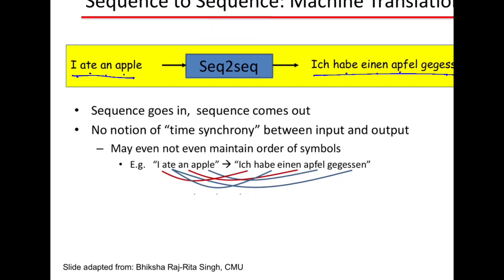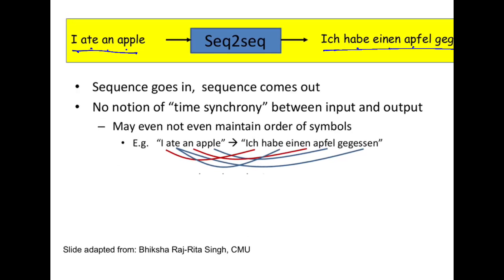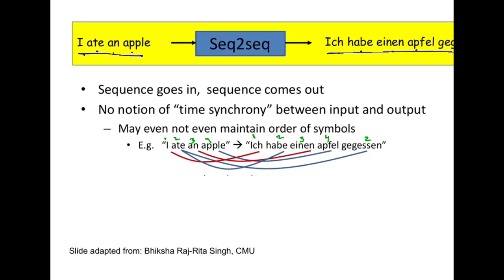Here we will look at how this I is mapped to this ICH. If I label the words as 1, 2, 3, 4, this is ICH. Ate is mapped to this word and also to this word. And an is mapped to this word. And finally apple is mapped to this word. Okay, so that's how it is mapped.